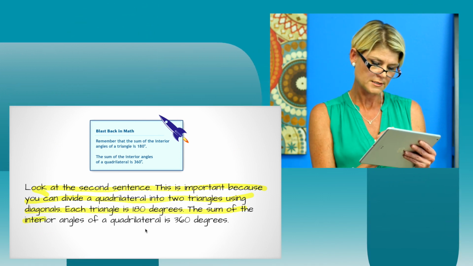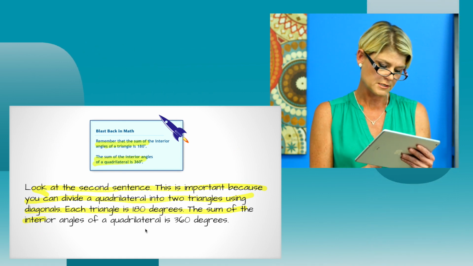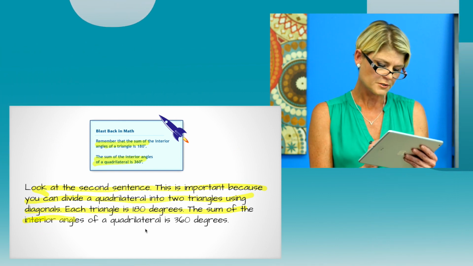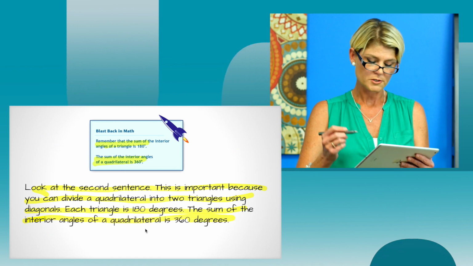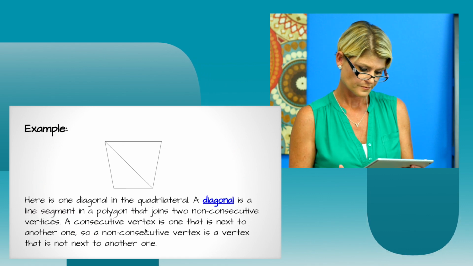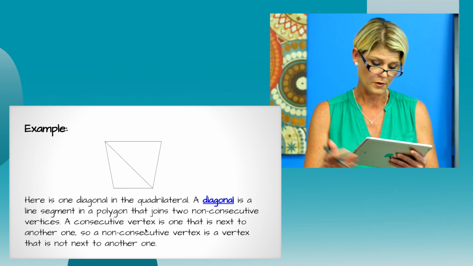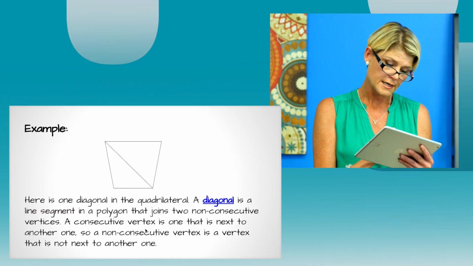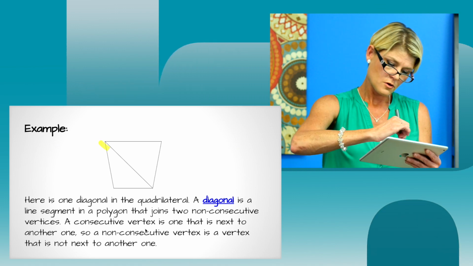That's what this one tells us. The interior angles of a quadrilateral, like I said, should total 360 degrees. So let's take a look at an example. Here is one diagonal in the quadrilateral.